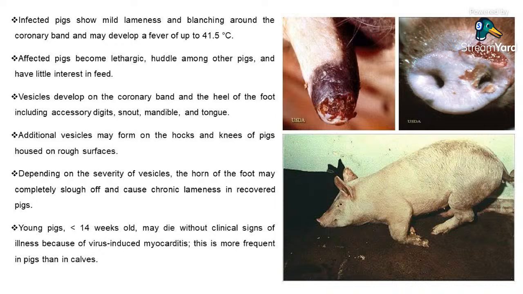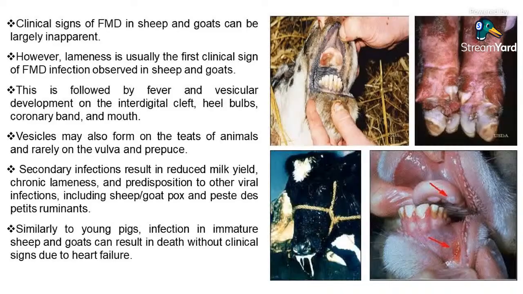Additional vesicles may also form on the hock and knee of the pigs, which are housed on rough surfaces. And depending on the severity, the horn of the foot may slough off and may cause chronic lameness in the recovered pigs. And pigs less than 14 weeks of age may die because of myocarditis. And myocarditis is more frequent in pigs as compared to cows.